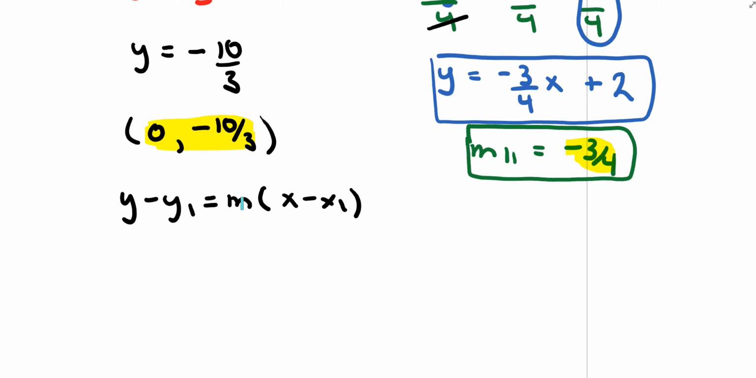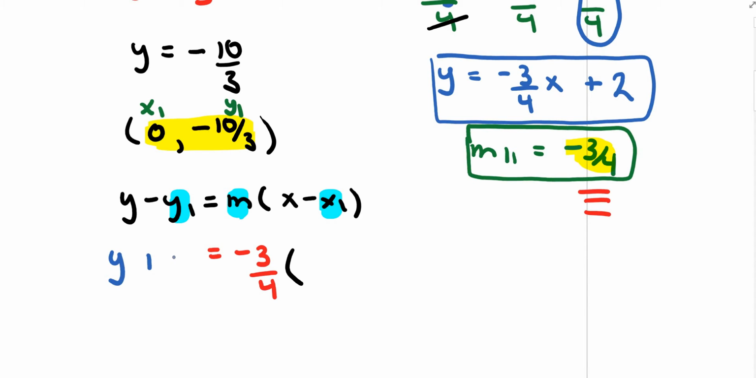Right, and what we're going to do is fill in the value for the slope, the x1 value, and the y1 value. Okay, so if I do that here, my slope is going to be negative 3 over 4. And then where's my x1 value? Well, my x1 value is 0, and my y1 value is negative 10 over 3. So if I substitute those values in, I get y plus 10 over 3 on the left-hand side, and then I get x minus 0 on the right-hand side.